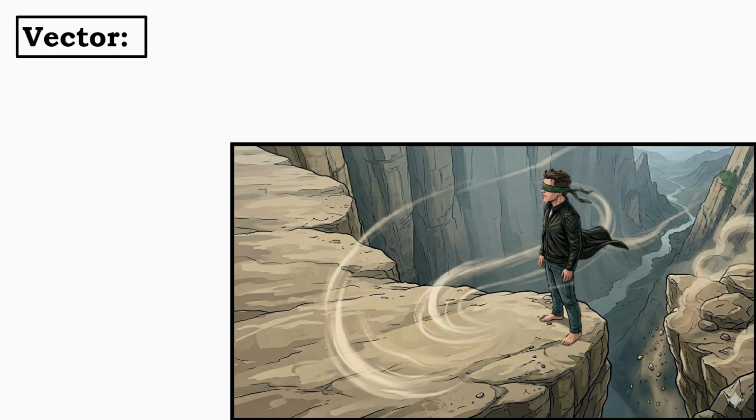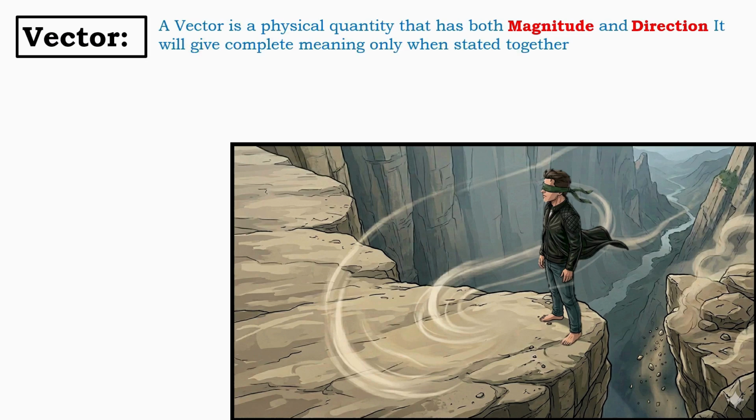One step gives the magnitude. Turn around gives the direction. Only when both are given does the instruction make complete sense. This is exactly what a vector is. A vector is a physical quantity that has both magnitude and direction, and only together do they give complete meaning.